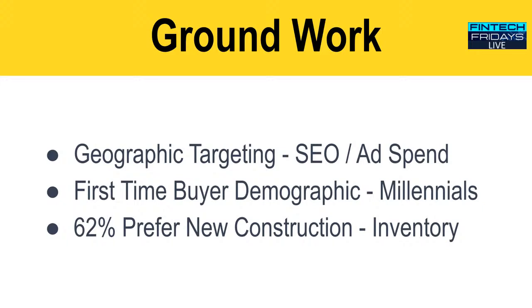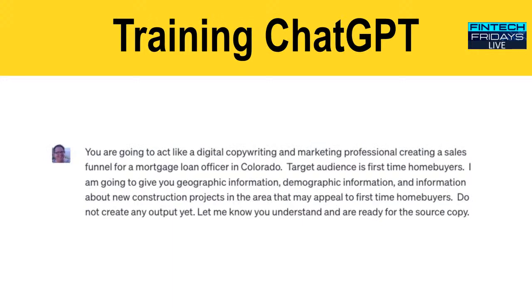We've identified our first-time homebuyer demographic, which is our millennials, and we also identified that 62% of them prefer new construction. So that's our inventory issue. We solved for our inventory problem. So now we're going to go over to ChatGPT and we're going to train up ChatGPT on everything that we just learned.